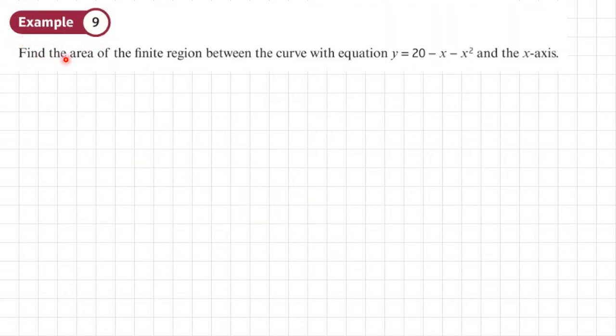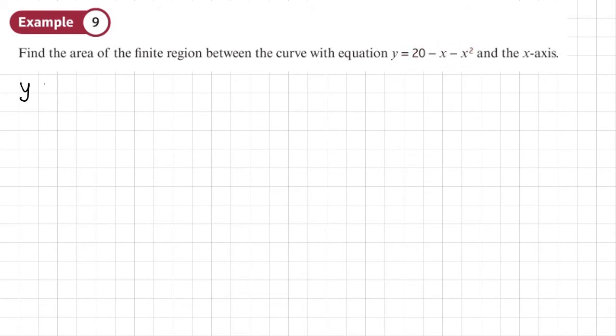Example 9. Find the area of the finite region between the curve with equation y equals 20 minus x minus x squared and the x-axis. So this is going to require integration, but the first thing we need to know is where this graph crosses the x-axis. So we need to factorize it and find out what its roots are.